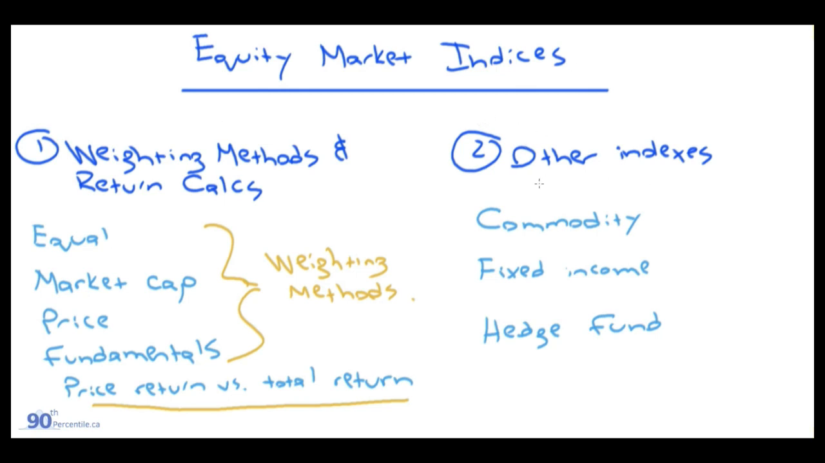From there, we're also going to briefly touch on some other indexes. So indexes that are used to track commodity prices, fixed income strategies or prices, and hedge fund returns. These are more of a second thought in this module, but nonetheless, I think it's helpful to understand how they're constructed and some of the implications for these indexes that are different than for equity indexes. So with that, let's jump into the questions.